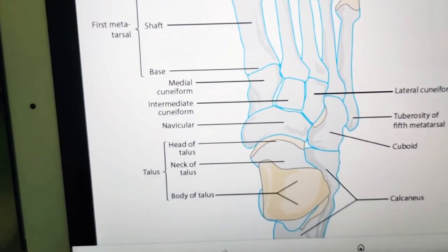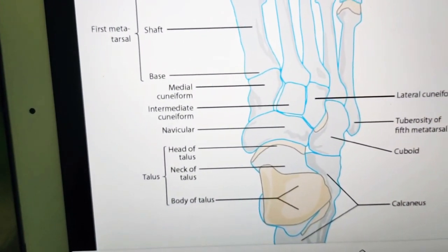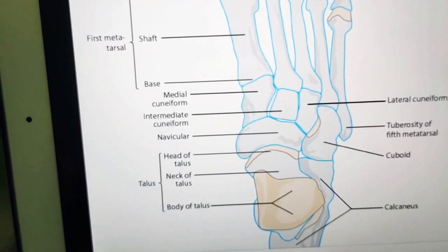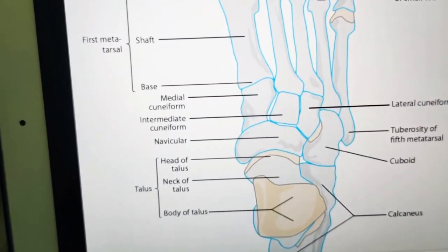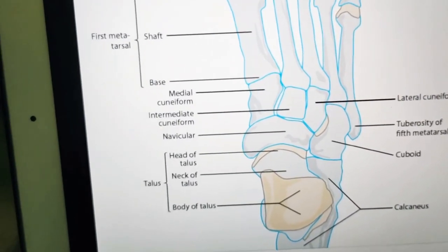So this is all about cuboid. Sorry for the wrong diagram, I don't have a proper diagram, but it's just based on your imagination. So next we'll discuss about metatarsus.